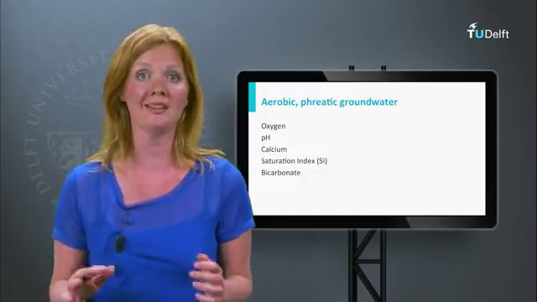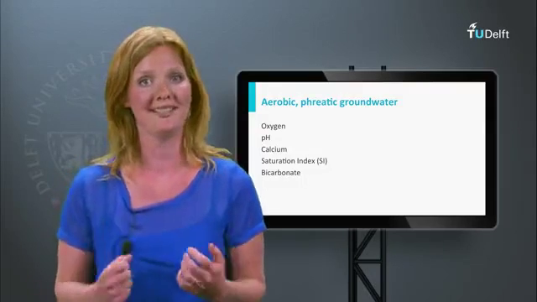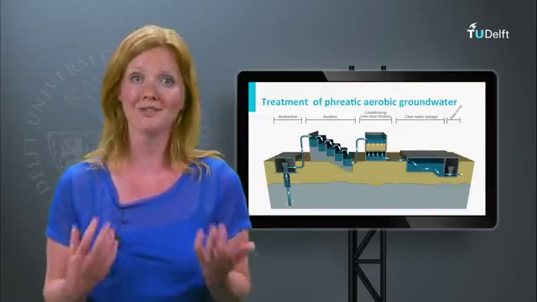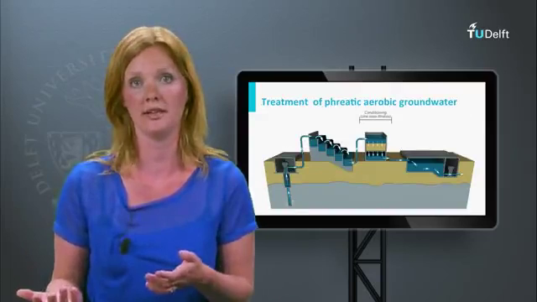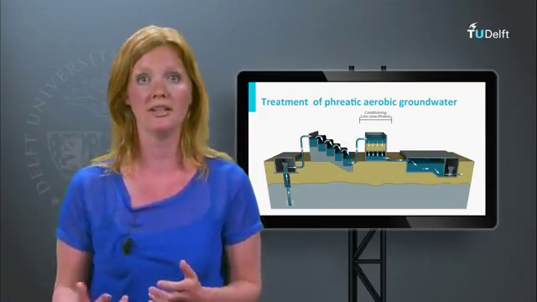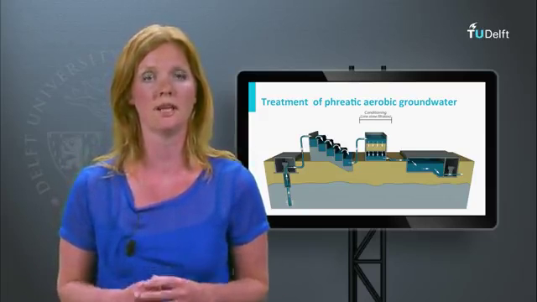The other parameters generally comply with the legal requirements. The treatment scheme of aerobic groundwater is generally very simple and consists of aeration with optional subsequent conditioning or softening. The aeration phase will increase the oxygen concentration and at the same time reduce the carbon dioxide concentration.